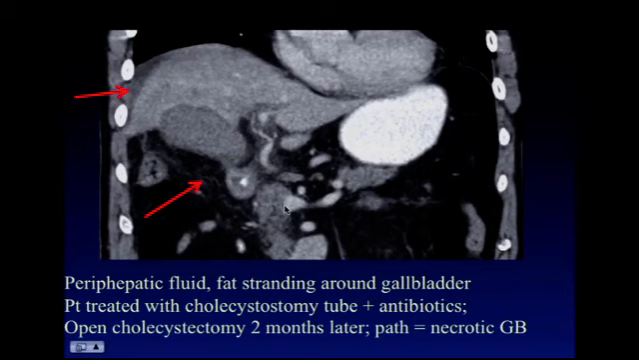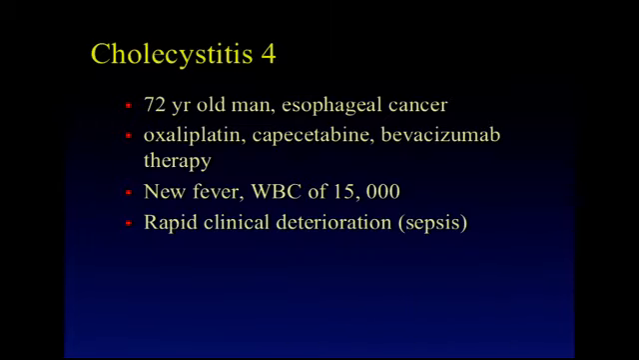And so based on these findings, the patient was treated with a cholecystostomy tube. He could not undergo a gallbladder resection at this time, and antibiotics. And then ultimately 2 months later, he underwent an open cholecystectomy, and this was a necrotic gallbladder. So again, this shows that this apparent stasis of the gallbladder can extend to finally include ischemia and frank diffuse inflammation of the gallbladder.